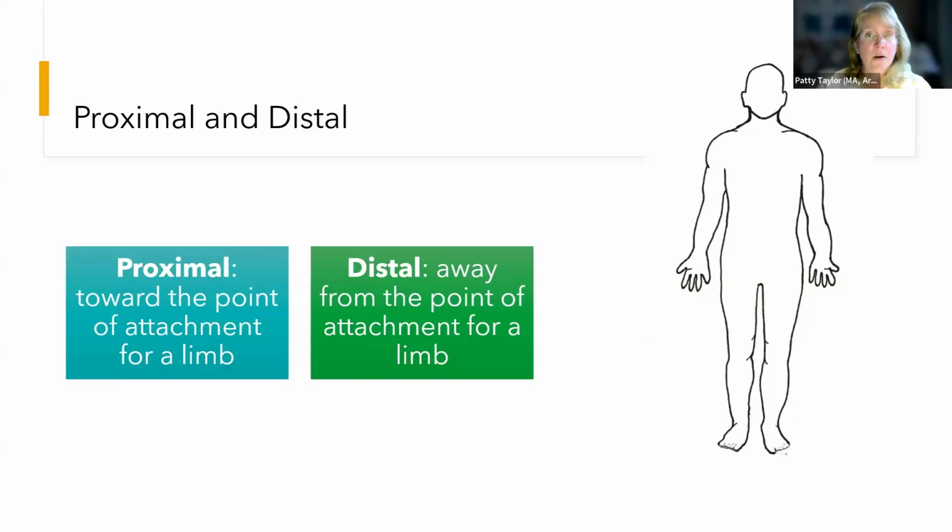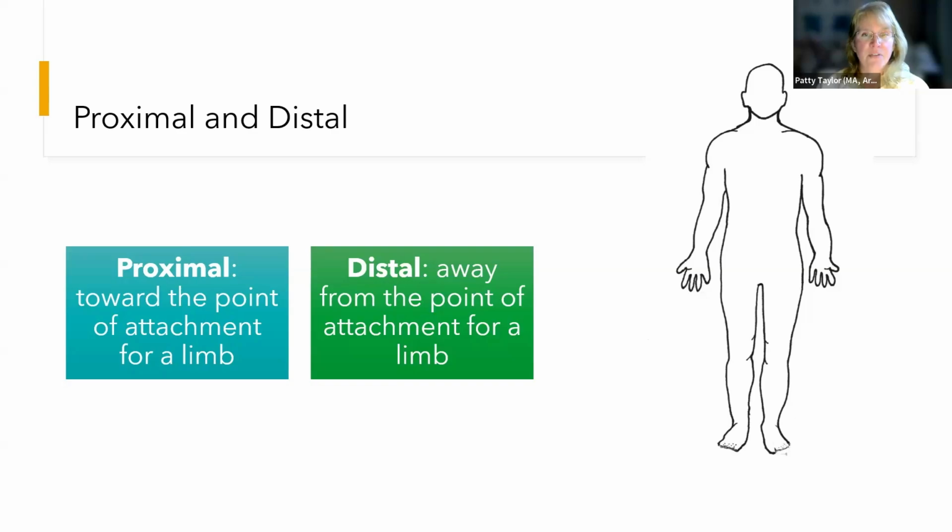Proximal and distal are again two more opposite pairs of terms. We often use these for arms and legs when we're just starting to learn about anatomy and physiology. But as we get more into the depths of this material, we may start applying them to other things, such as the distal end of an intestine or the proximal portion of a bone.